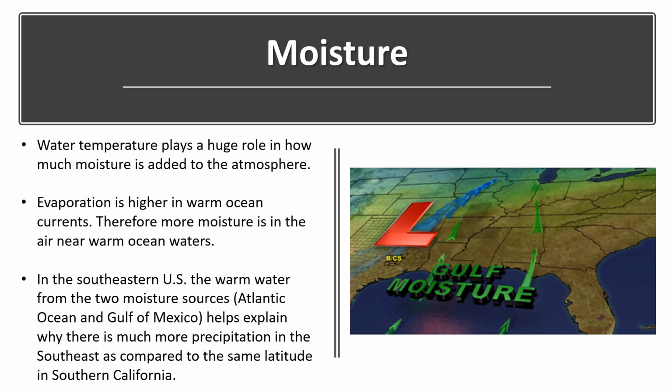Water temperature plays a huge role in how much moisture is added to the atmosphere. Evaporation is higher in warm ocean currents. Therefore, more moisture is in the air near warm ocean waters. In the southeastern U.S., the warm water from the two moisture sources, the Atlantic Ocean and the Gulf of Mexico, helps explain why there is much more precipitation in the southeast as compared to the same latitude in Southern California.